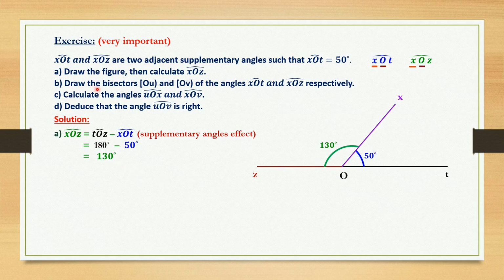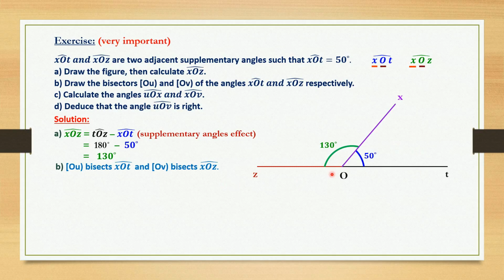Question B, draw bisectors OU and OV of the angles XOT and XOZ respectively. When we say respectively, it means in this order: OU is the bisector of XOT and OV is the bisector of XOZ. We can also say that OU bisects angle XOT and OV bisects angle XOZ. Let's draw these two bisectors.